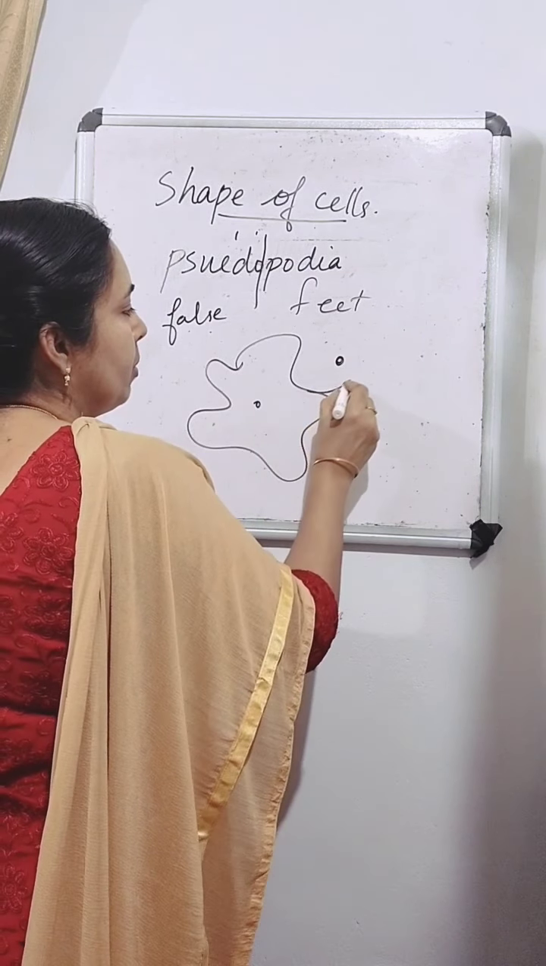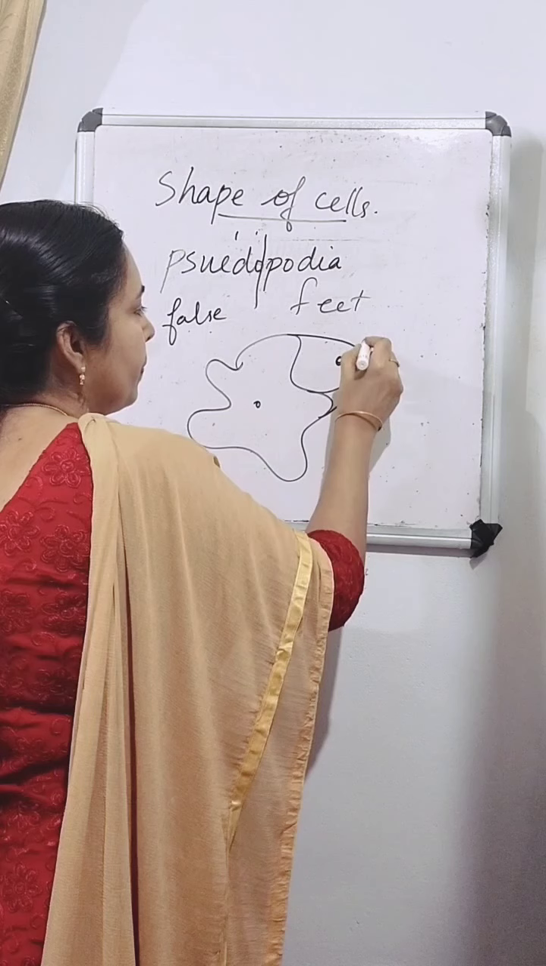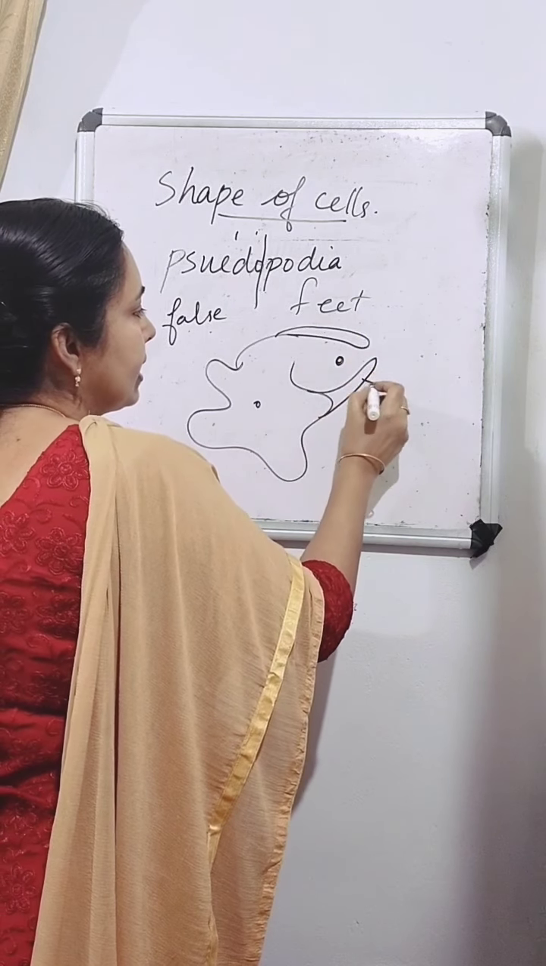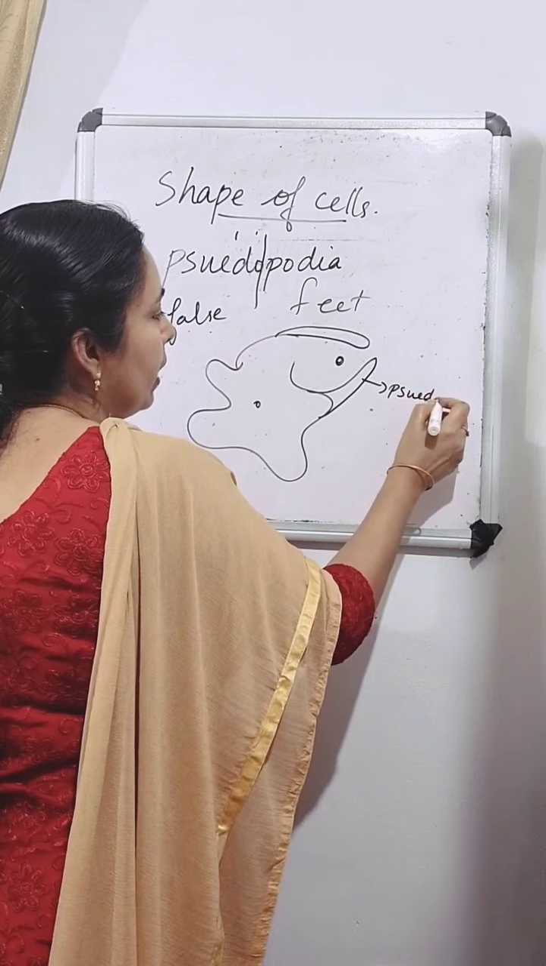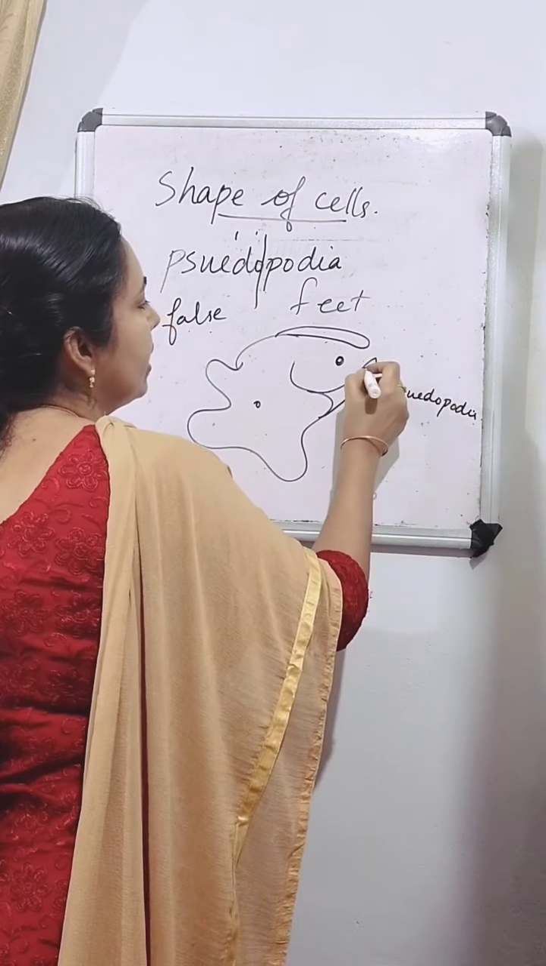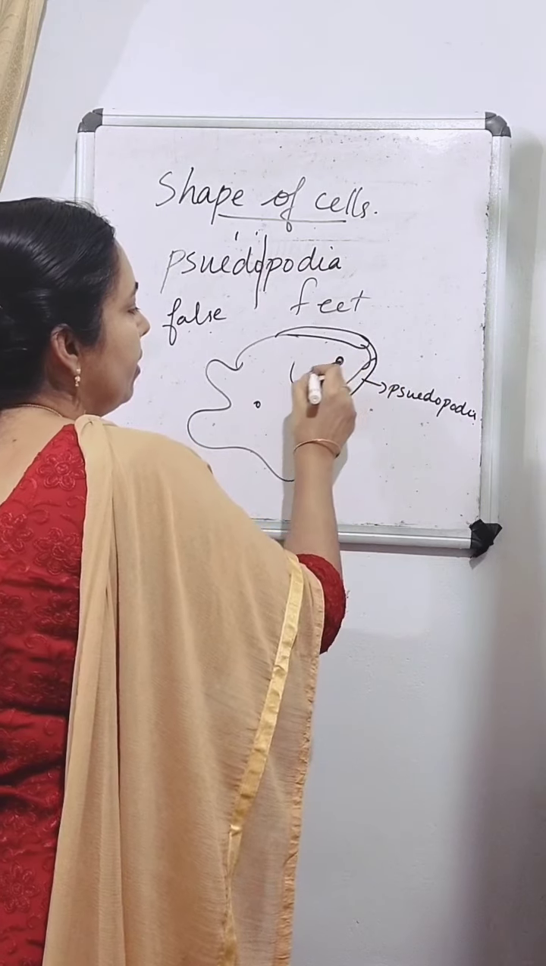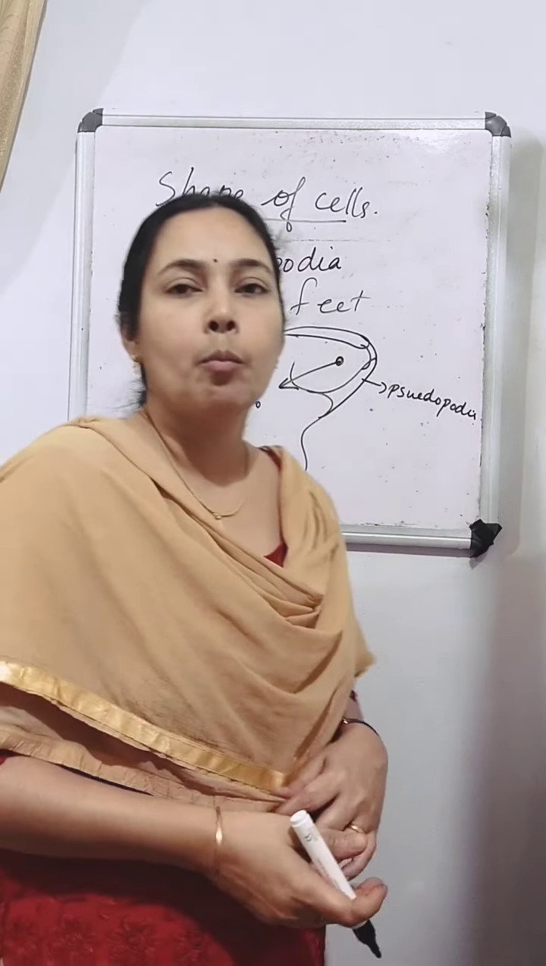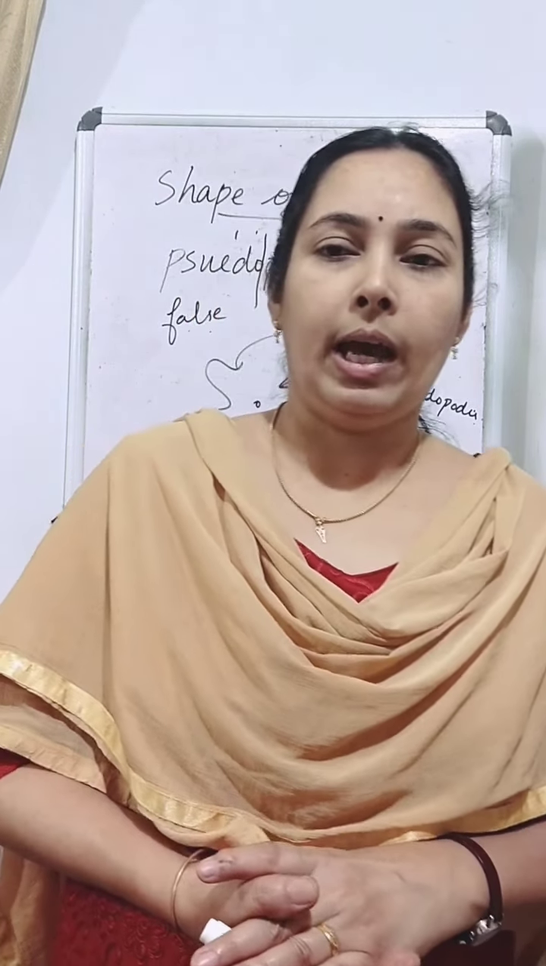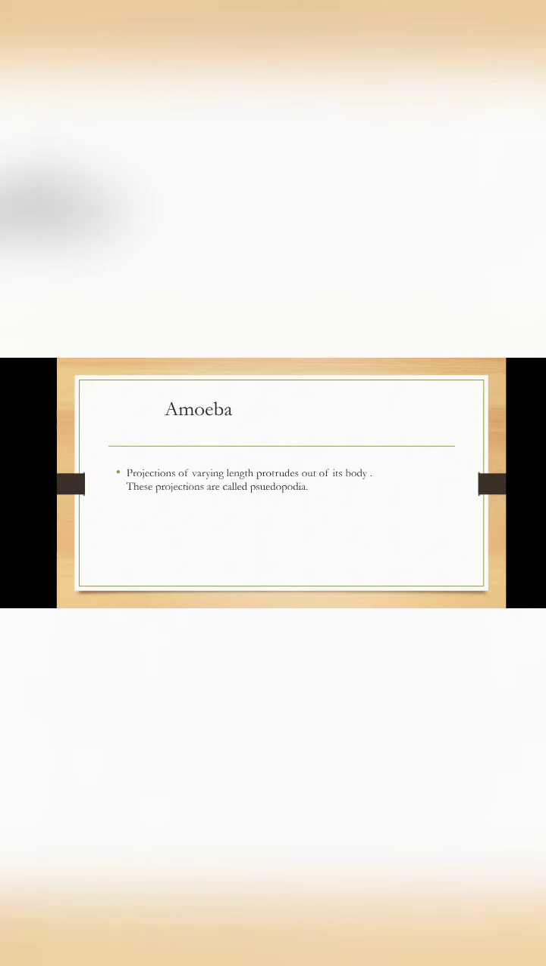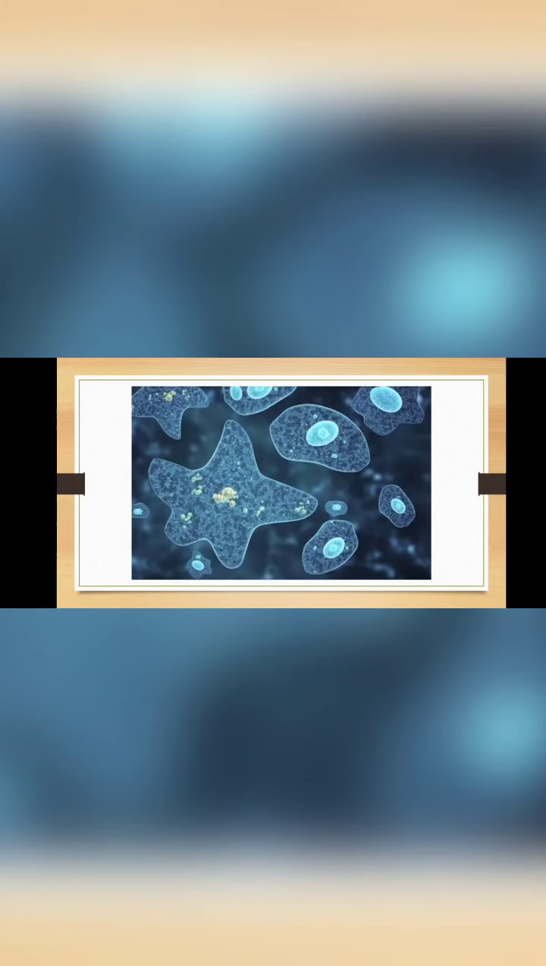And if any food particle reaches near it, what does it do? It will change its shape. It will extend its body part, and this false foot-like structure is called pseudopodia. Then it will cover the food particle, and the food particle enters into its body. Projections of varying length protrude out of its body. Pseudo means false and podia means feet. These projections appear and disappear as the amoeba moves or feeds.